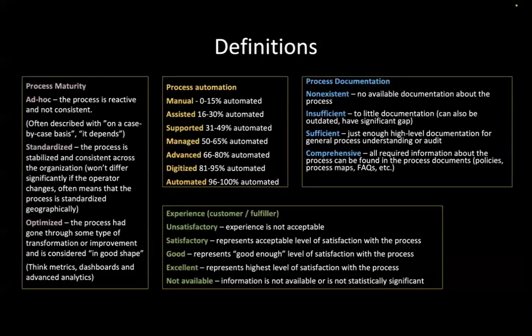On this slide, I will leave some definitions of what exactly we mean when we're saying process maturity, we think this is a standardized process or optimized, or what does it mean that process documentation is sufficient or comprehensive? Again, this is the way we decided to define those values, and the tool that I will show you in just a little bit is very adaptable. So if you'd like to change this or shorten the list, add something else, you will be able to do that.